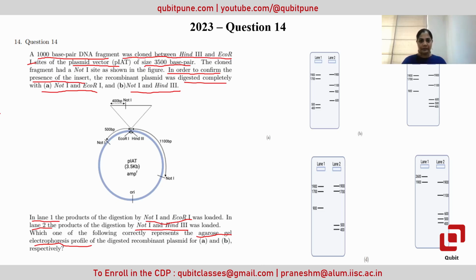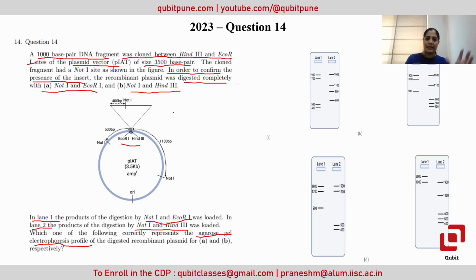Okay. Whenever you see this kind of problem, firstly, don't get scared. That's the one thing. Understand what problem they have given. A 1000 base pair DNA fragment is cloned into the given plasmid. This is the first situation that you should remember. They have given the insertion site, the region between these two.